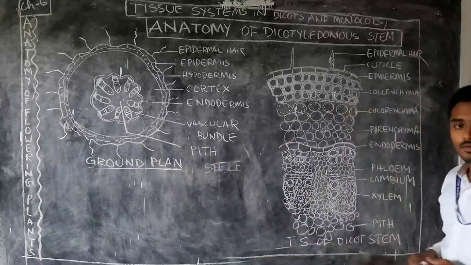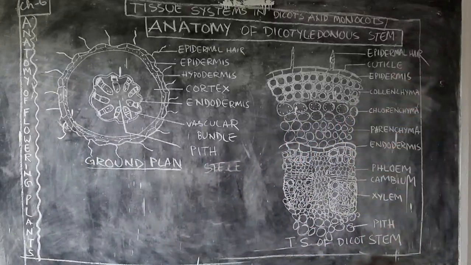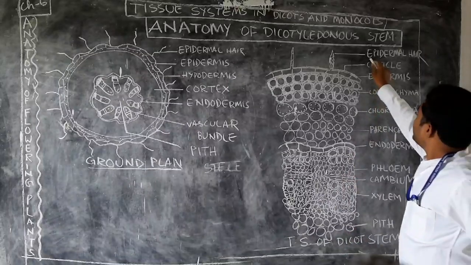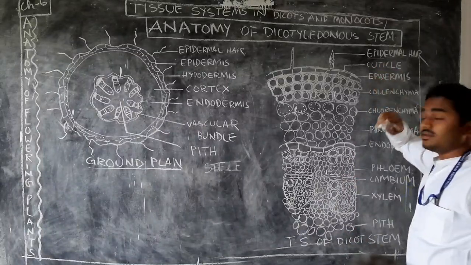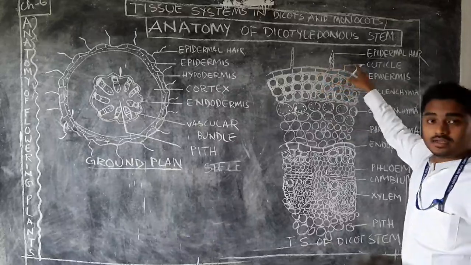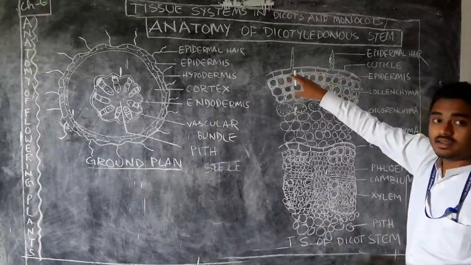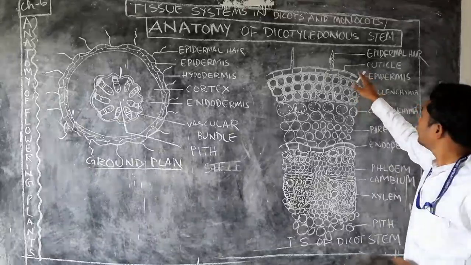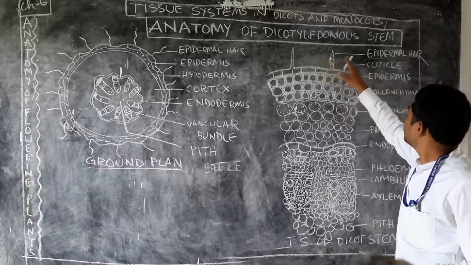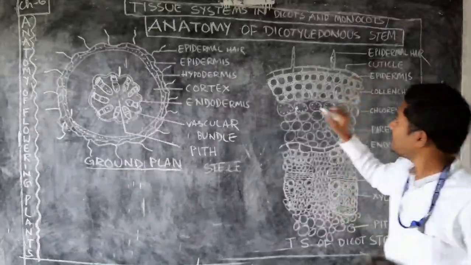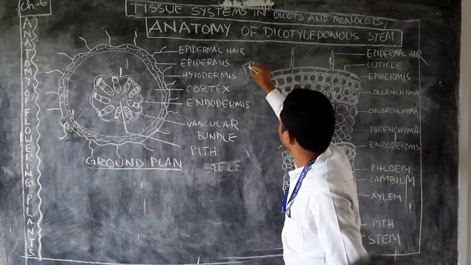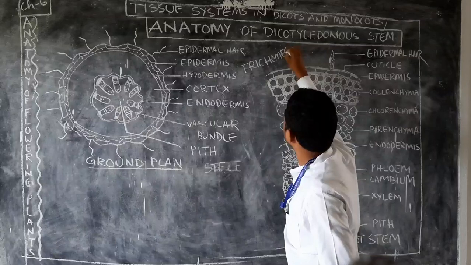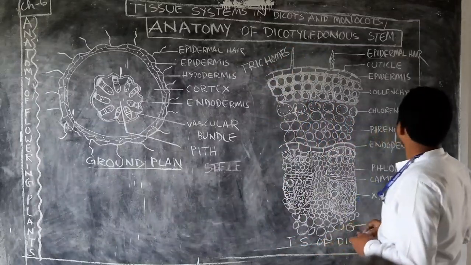So, in the anatomy of the cross section of a dicot stem, what we will see: the epidermal hairs are present, and importantly here, the cuticle encircles the epidermis. So the cuticle is present here, and multicellular epidermal hairs, which are called trichomes, are present.